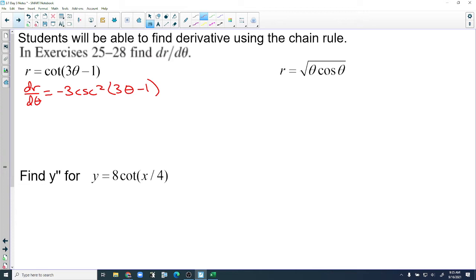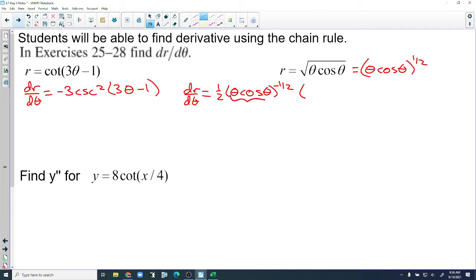Oh, I think I'll do this one for you, or with you. So dr d theta on this one is equal to 1/2 times theta cosine theta to the negative 1/2. So the outside is 1/2 theta cosine of theta to the negative 1/2. There's the derivative of the outside. That's always the derivative of square root, those 1/2s. But then multiply times the derivative of the inside.